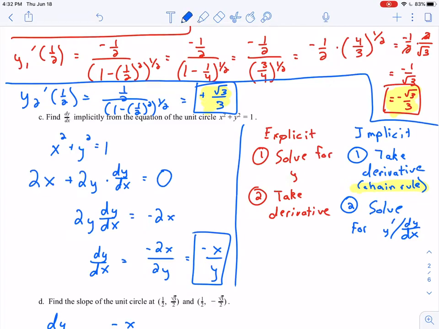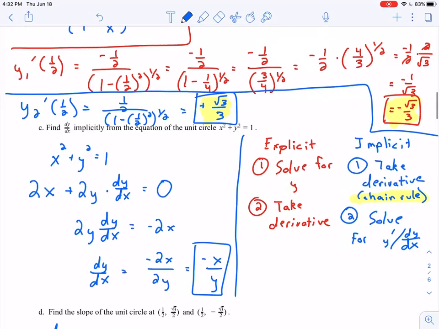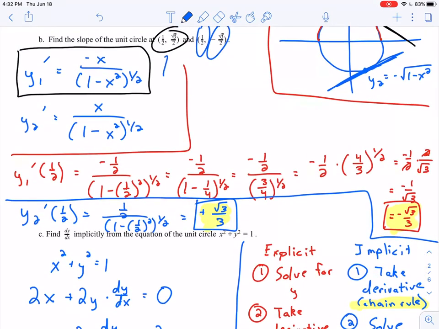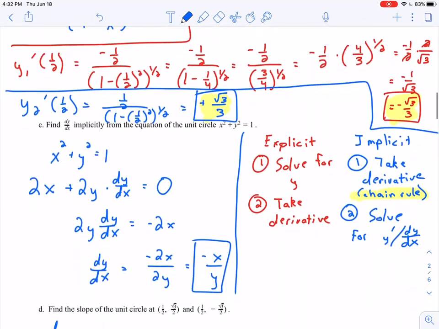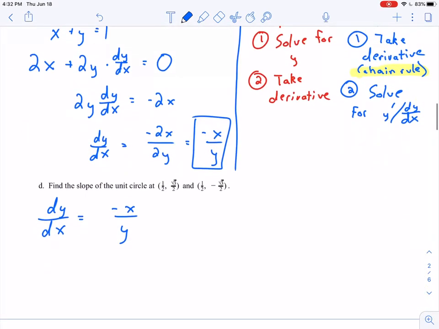Let's start with the first point, I believe it was 1/2 comma square root of 3 over 2. We should end up with a negative square root of 3 over 3, and I'm going to write that over here: negative radical 3 over 3. This is what we should end up with. So I'm going to plug this point into this function. And here's why. Remember I said earlier, I don't know why they're giving us the y value. Well, I actually knew. It's because this derivative has both x and y. It's really helpful that I have both the x coordinate and the y coordinate because I can plug both of those in.